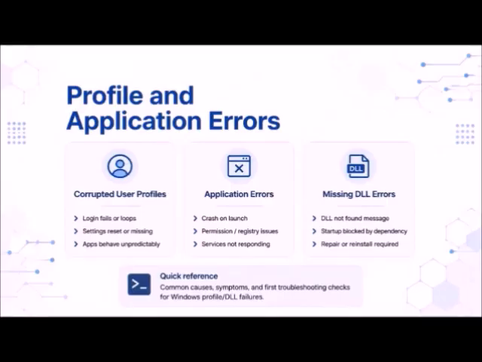Missing DLL errors. Dynamic link libraries, .dll, contain shared code components used by multiple applications. If an app crashes due to a missing DLL, the file must be re-registered using the command regsvr32 filename.dll, or the host application must be uninstalled and reinstalled to replace the binary.